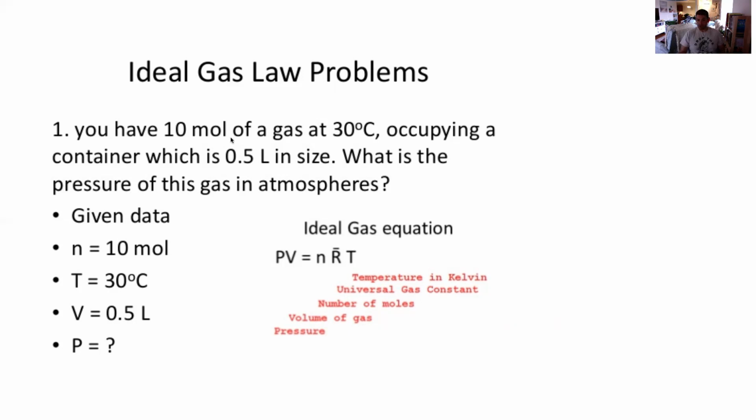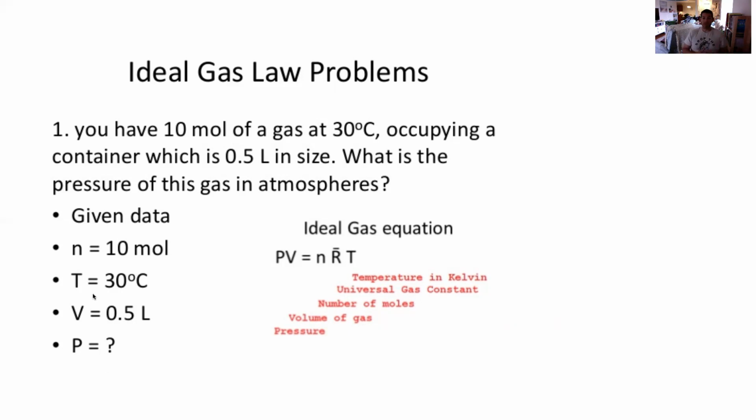You're given moles, you're given temperature, you're given volume in liters. You have been given 3 out of the 4. You're asked to find what is the pressure. So pressure is our unknown. All right, and you have 3 of the 4.